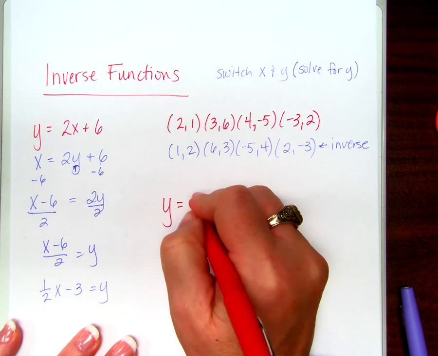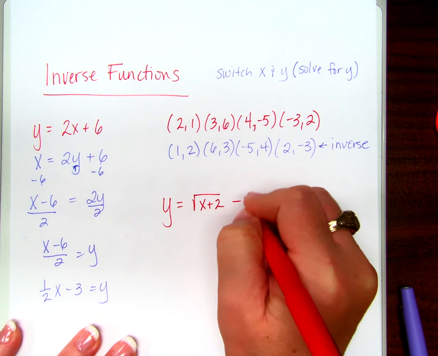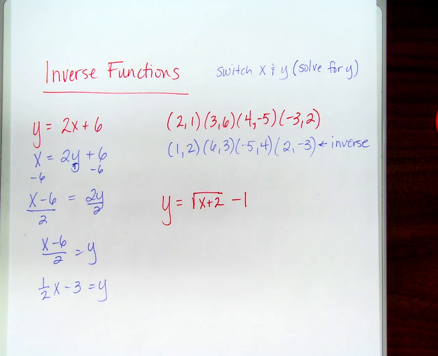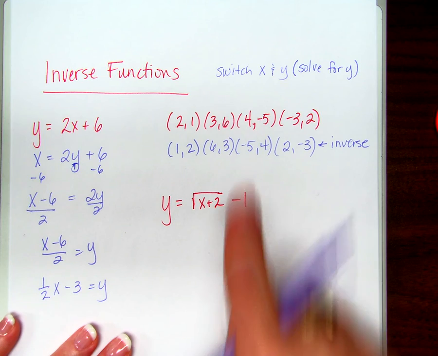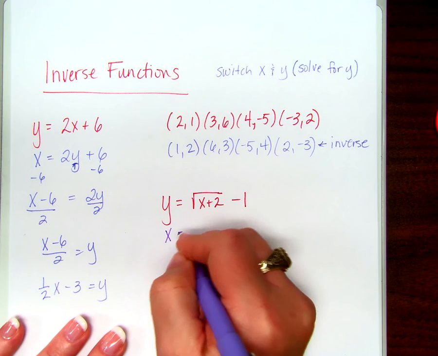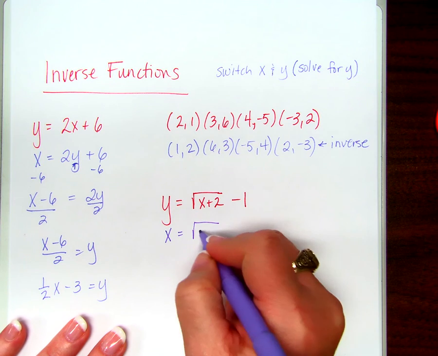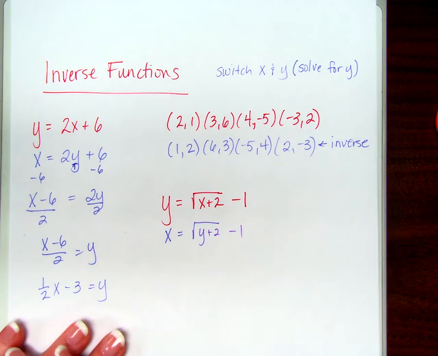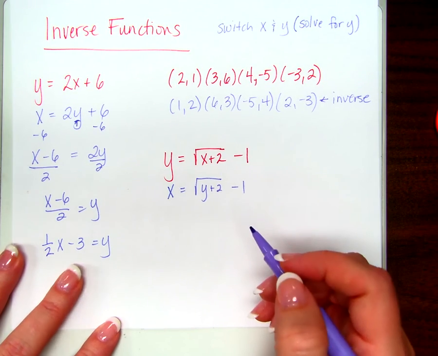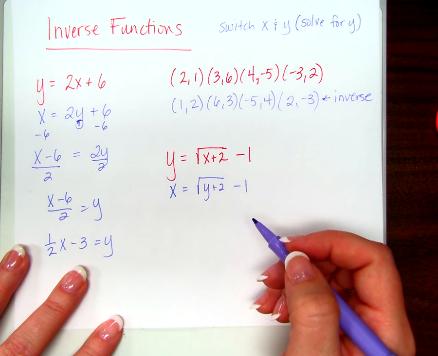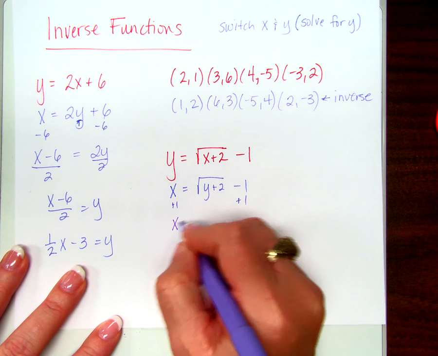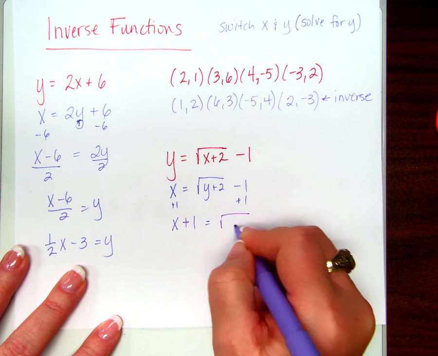y equals the square root of x plus 2, minus 1. What if that was my function? How would I find my inverse? Oh, switch x and y, okay. x equals the square root of y plus 2, minus 1. How do I solve for y? Okay, get rid of the 1, so I'm going to add 1 to both sides. Do the opposite of it, so I get it moved to the other side of the equation.